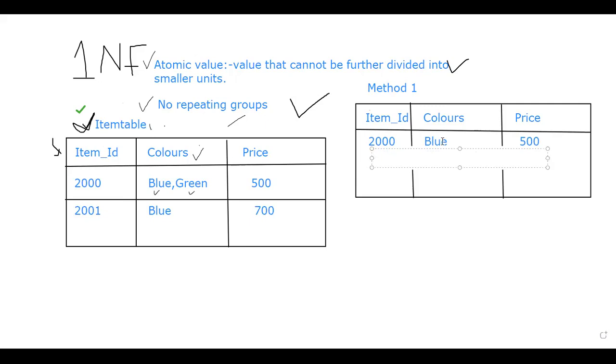So without having the green in the same row, let me have it below, right? So let me say here 2000 as the item ID, and let me say now the color is green. Now the price is going to be the same, and the item ID is also going to be the same. And let me give the item ID now as 2001, and the color of that is blue. That is blue, and the price is 700. Interesting, right?